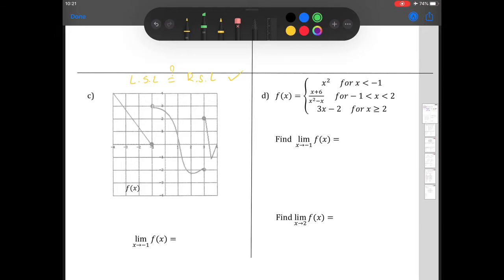So as it's approaching -1, let's trace it. This is -1. From the left, it's approaching 0, right? And now if I trace from the right, as my x is approaching -1, it's approaching 3. It's not the same, right? So this does not exist.